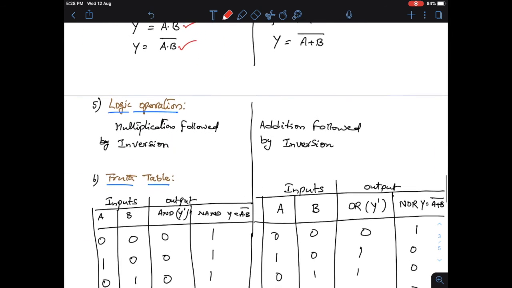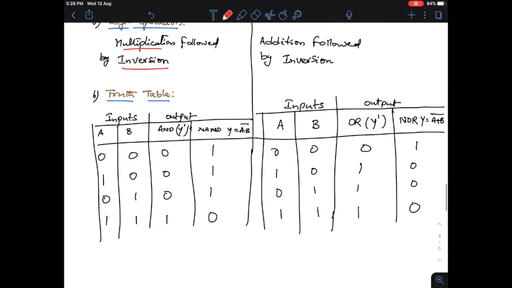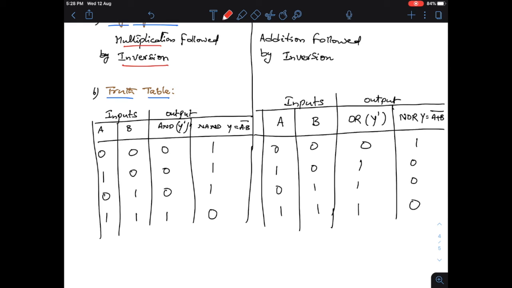Now, let us see what is the logic operation. Multiplication, because it is AND gate, multiplication followed by inversion because of NOT gate. So, multiplication followed by inversion. Now, let us see the truth table. Truth table is very simple. The first part is AND gate and then the NOT gate.